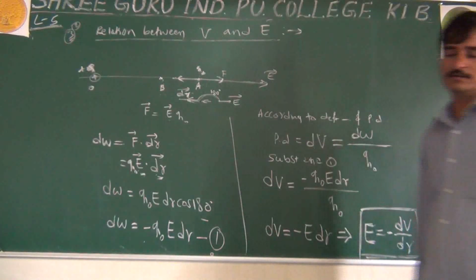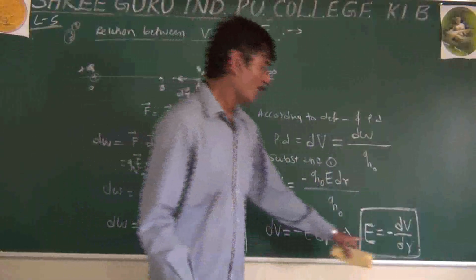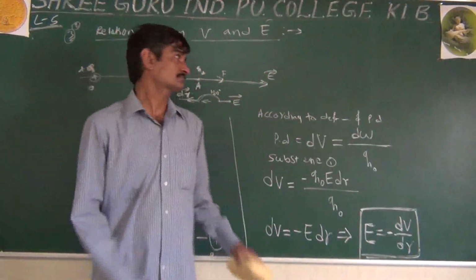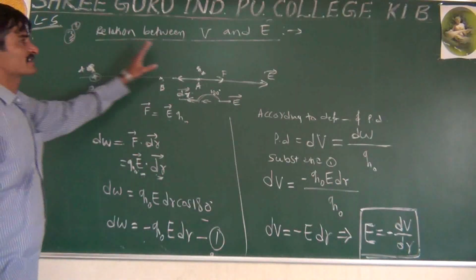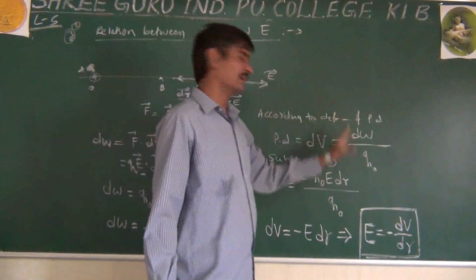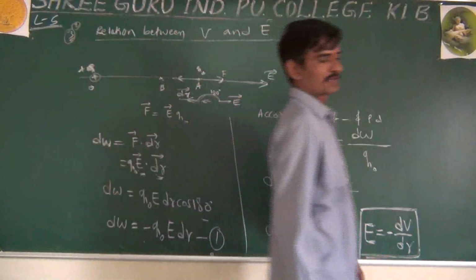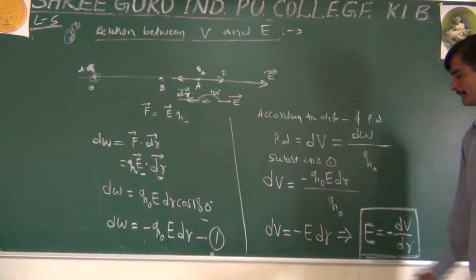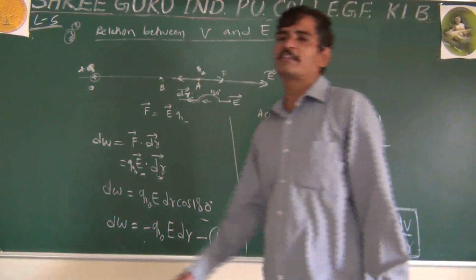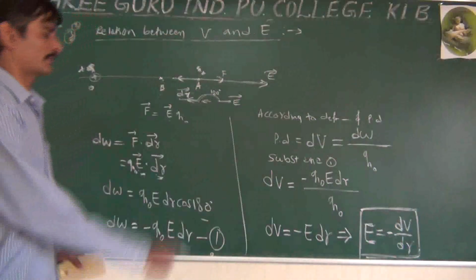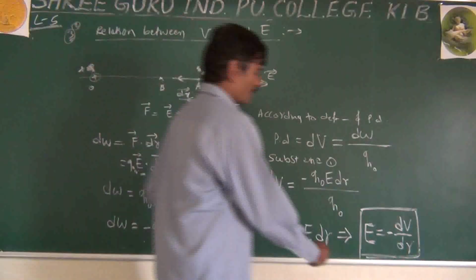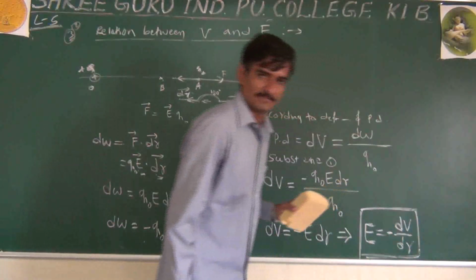This also they have asked. In the theory exam, they have asked what the negative sign indicates. See your question: derive the relation between electric potential and electric field intensity, and what does the negative sign indicate. That we have to mention properly. The negative sign indicates that the electric field intensity is in the direction of decreasing electric potential.